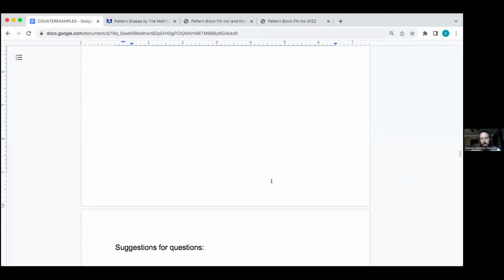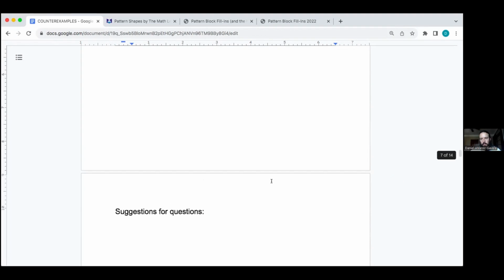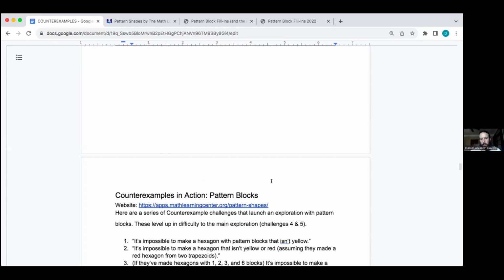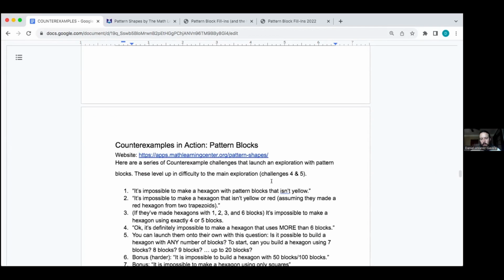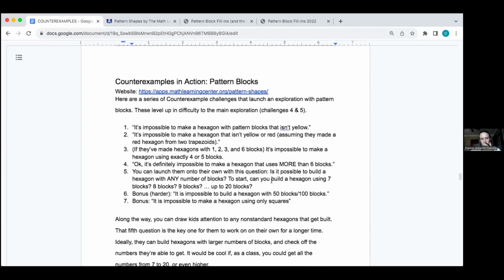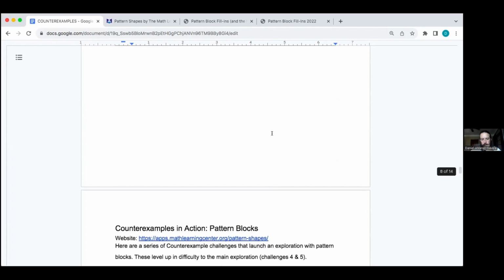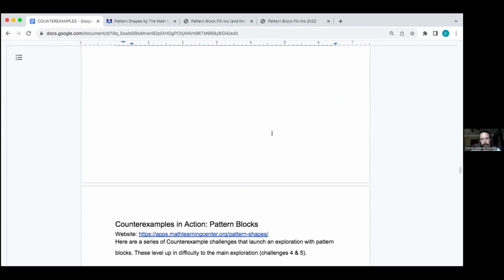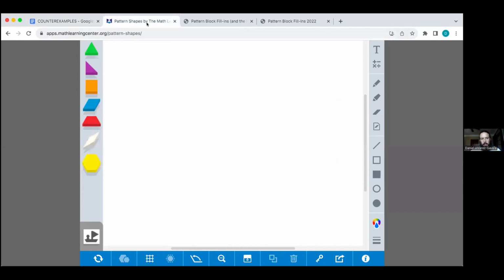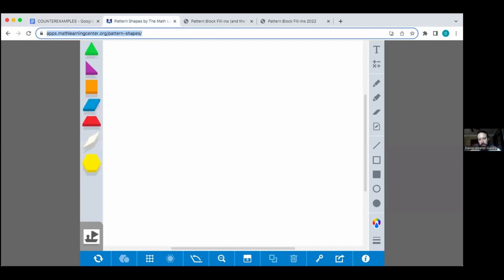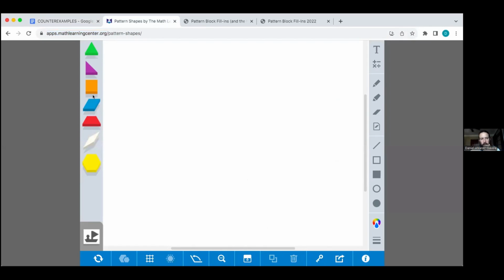Okay, so I think I still have a few minutes. So one possible tool for counterexamples that you can use is this pattern blocks that was linked in this resource. So let me show you what it is. I'm gonna put the website in the chat, and I invite you to open it in a browser.